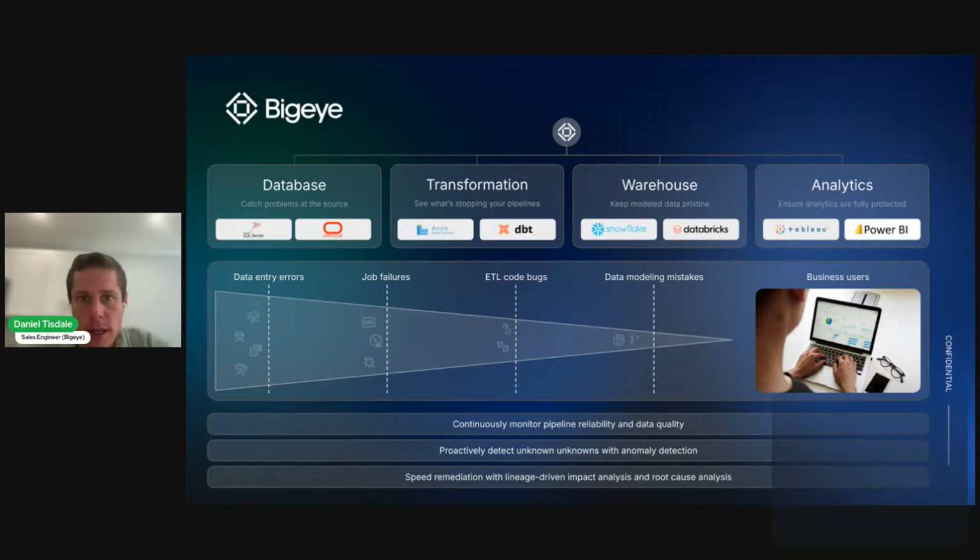But just definitely want to set the stage for everyone here to have an understanding of where we sit in the ecosystem.